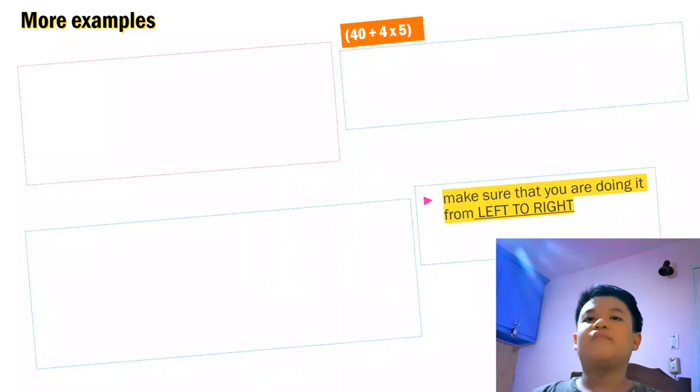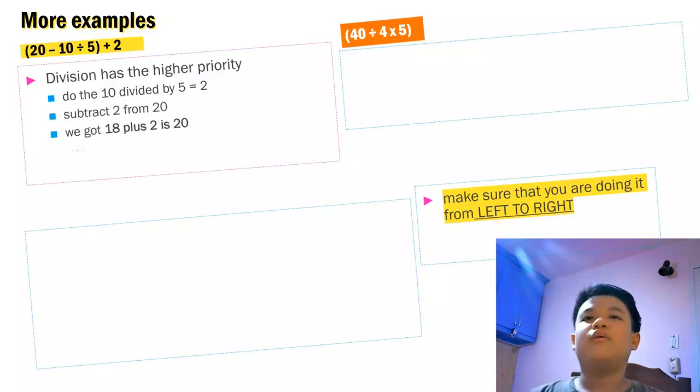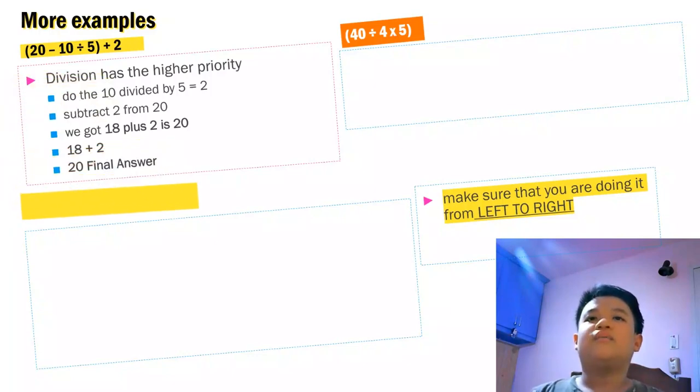Now let's work on division and subtraction. And since division has the higher priority, we do the 10 divided by 5 first, which is equal to 2. Then we subtract 2 from 20. Then we get 18, plus 2 is 20 as the final answer.